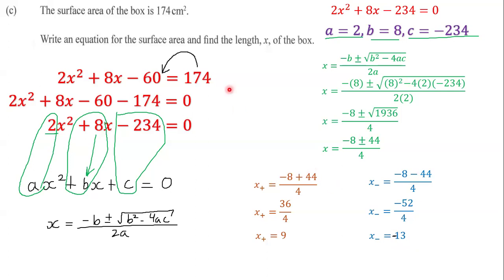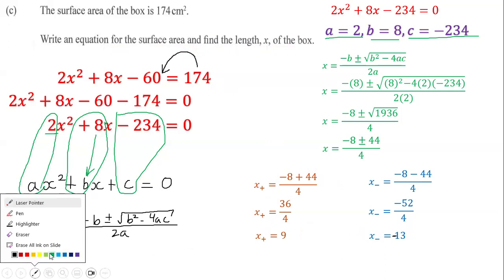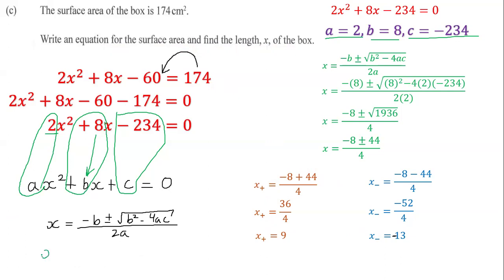And so they said, write an equation for the surface area and find the length x of the box. Now, the length x of the box cannot be a negative number because in real life, lengths and widths are not negative. So x has to be a positive number. And so the value of x that we have to choose is x is equal to 9 centimeters. And so that's the answer to this question. We cannot use negative 13 because it's a negative.